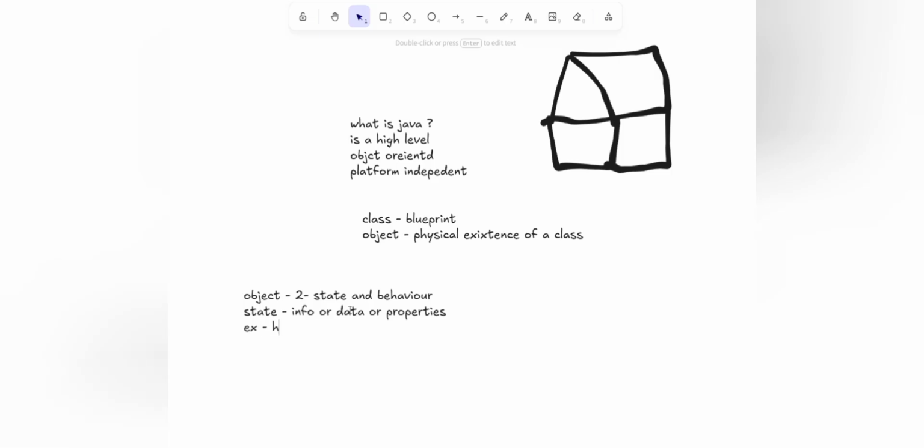So take an example of a human. Okay, human. So a human has two things. Okay, a human has what? If I give an example, how will you identify a human? So by his name, right?